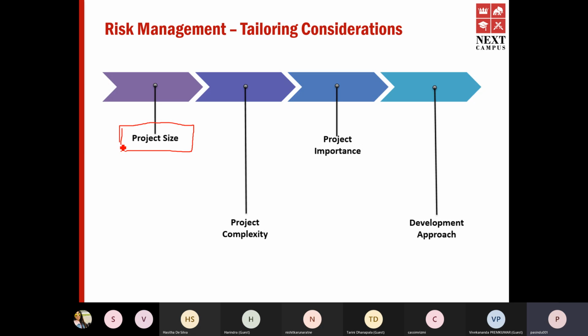If you are delivering a project with 2 people versus 200 people. Okay. If one person falls sick for this project, you would consider it as a major risk. If one person falls sick for this project with 200 employees, you wouldn't mind too much about it, right? So project size is something you would consider when you're tailoring risk management. Is it clear?